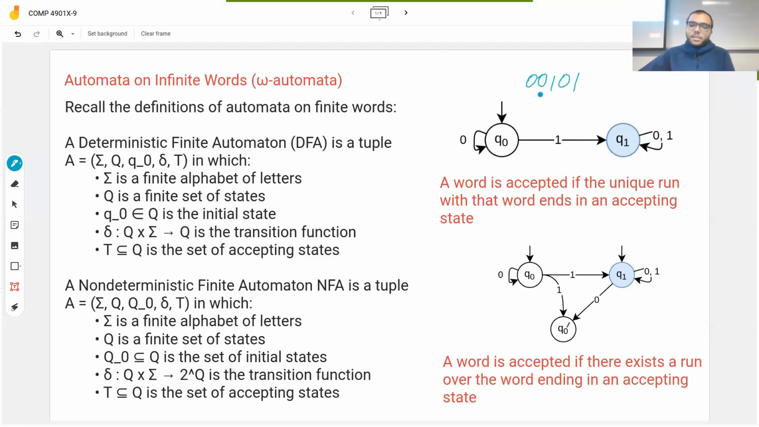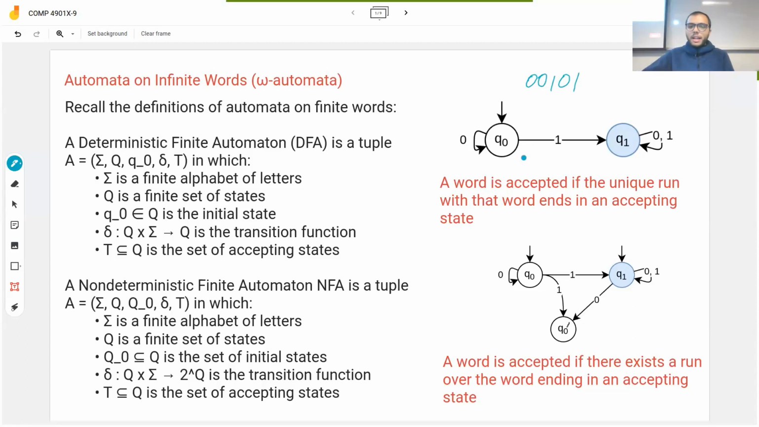Now I want to say that this automaton is basically a decider. It either accepts a word or rejects it. And the way I do that is very simple. I run the word. If the run on this word ends in an accepting state, then the word is accepted. Otherwise, the word is rejected. So this gives me a set of words that are accepted by this automaton, and we call that the language of the automaton. The language of this automaton is the set of all the possible words that are accepted by it.